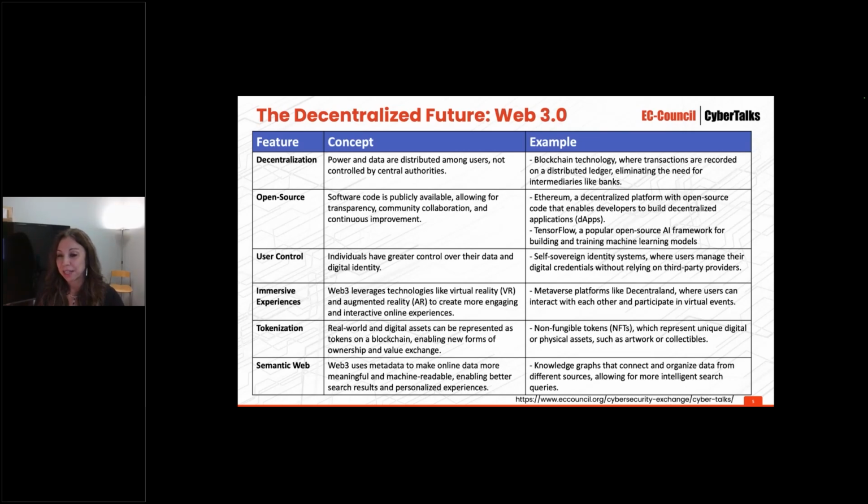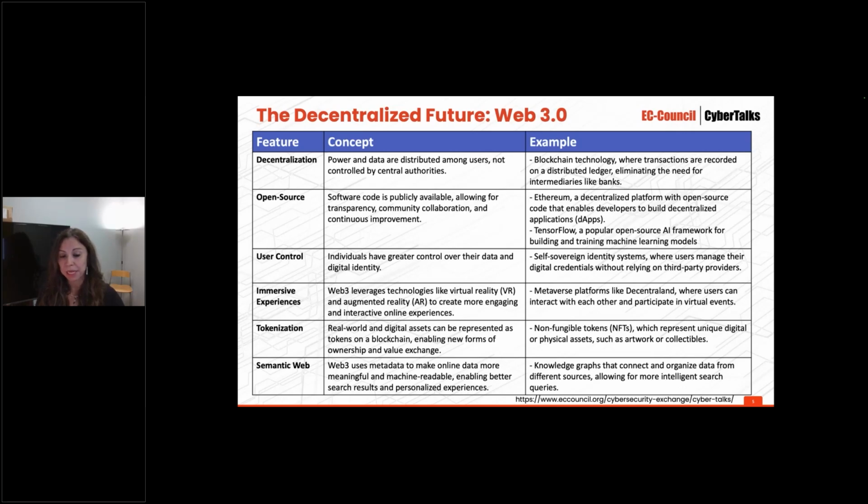So users and machines are able to manage content. Also the immersive experiences. So when we hear about terms like metaverse platforms, that would also be in the Web3 technology space. Tokenization is an example of representing assets into cryptographic, digitally signed and managed assets that can be referenced through an immutable blockchain service, for example.